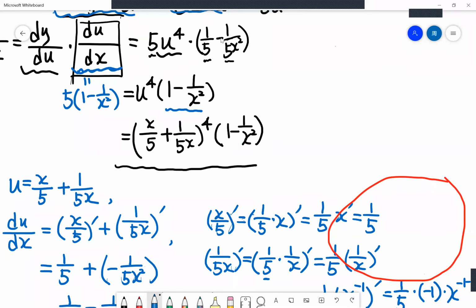And dy by du equals 5 u power 4. So here 5 can be cancelled. So we have u power 4 times 1 minus 1 by x squared. And the last step, we substitute u back. So we have the final result here.